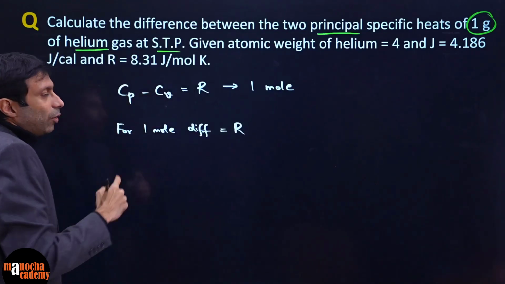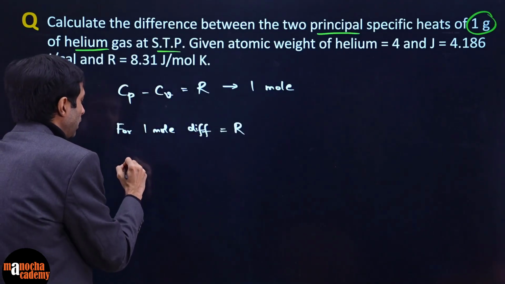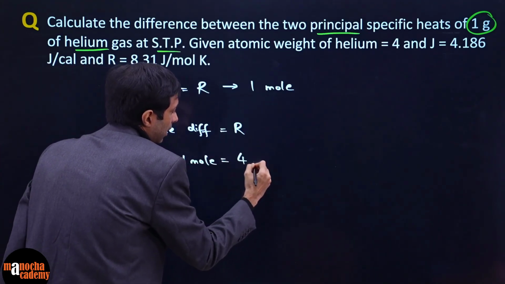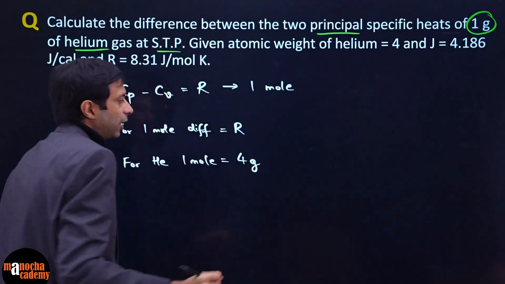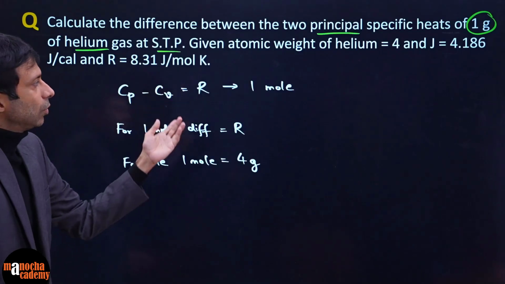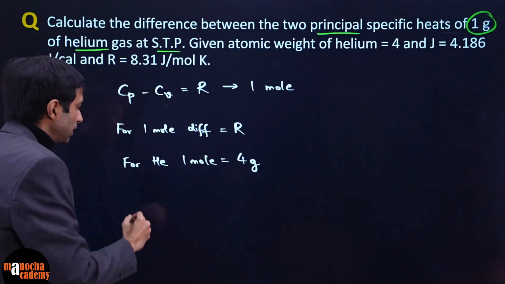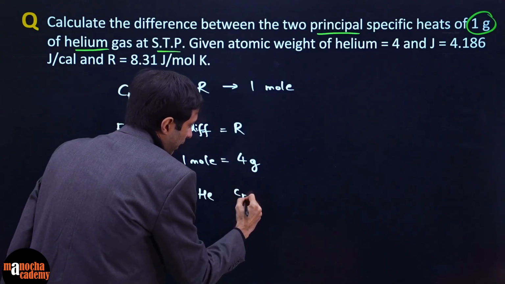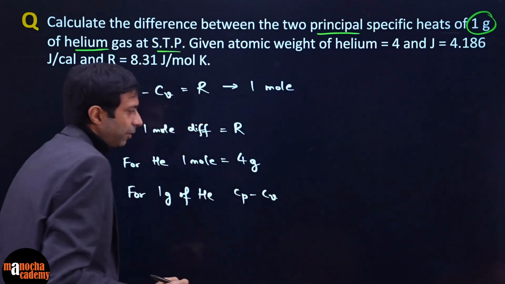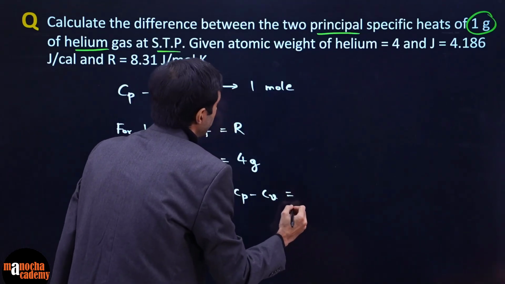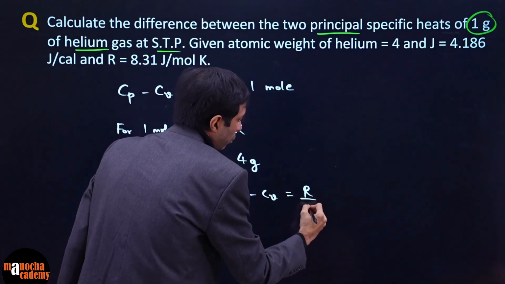Okay. So 1 mole of helium is how much? We know for helium, 1 mole is equal to the gram molecular mass, which is the gram atomic mass, 4 grams. They have asked us for 1 gram. So shouldn't I just divide R by 4? That's it. For 1 gram of helium, I'll write small cp minus cv, because this is for 1 gram, this was capital. So cp minus cv will simply be R by 4.